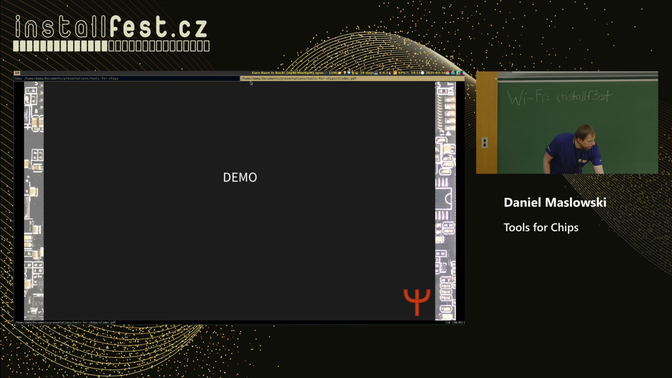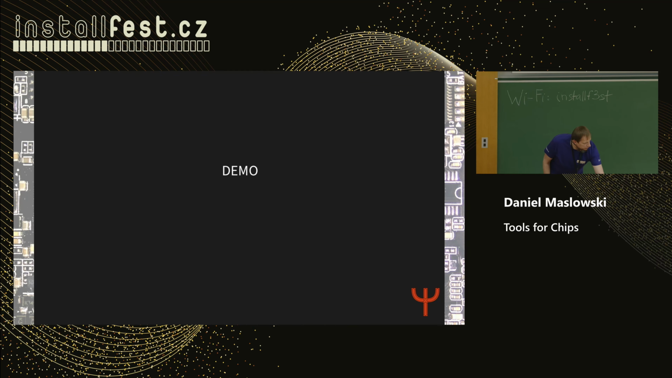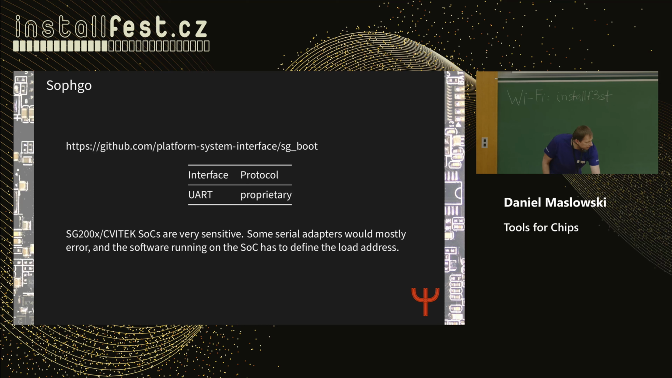And with that, we're heading over to the last example for today. That would be SoftGo. SoftGo is another chip vendor. They also make lots of RISC-V chips, so again, a reason for me to get them. And again, they have a proprietary protocol. It also works over the UART interface, so that also means a serial connection again. Theirs is not very fast, and it's also very sensitive.